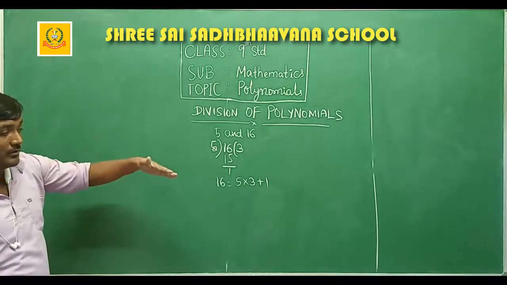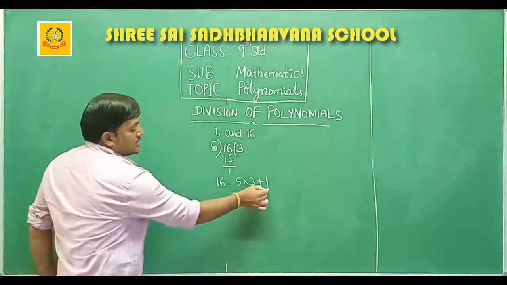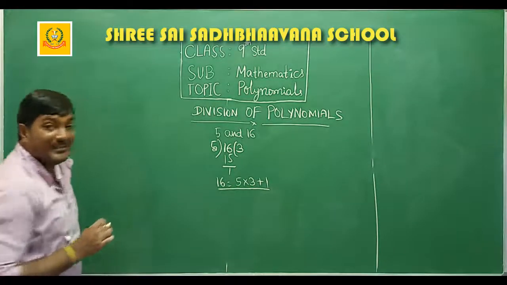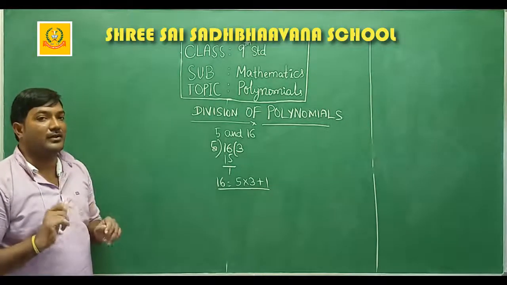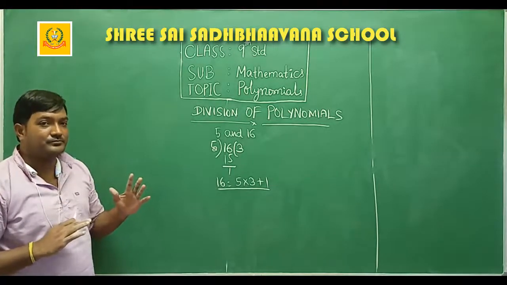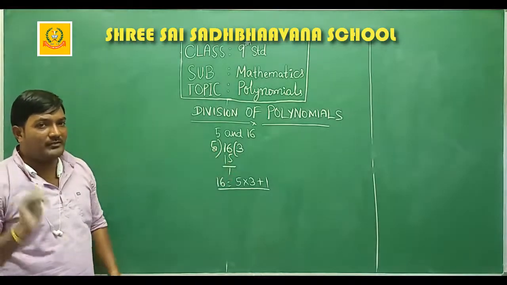Have you thought about this? Like this also we can write. Okay, 16 can be expressed as 5 into 3 plus 1. Here, how did we write it? There is one particular order here.